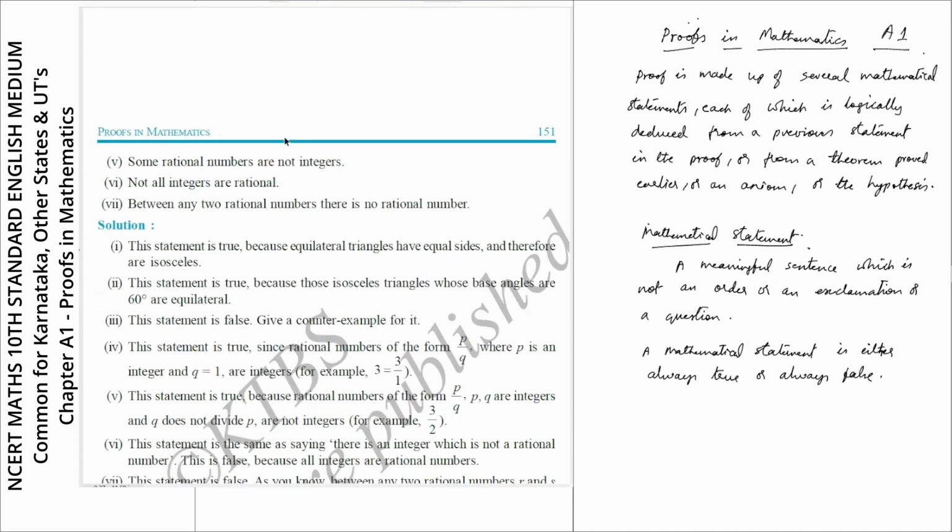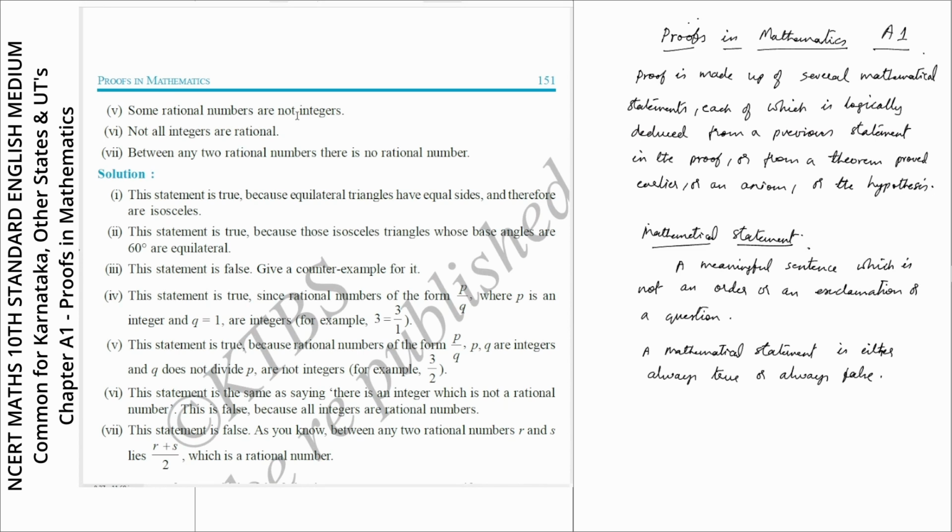And here, some rational numbers are not integers. For example 1 by 2. 1 by 2 is a rational number, but 1 by 2 is not an integer. Similarly minus 3 by 5 is a rational number but not an integer. So this is true. Some rational numbers are not integers.